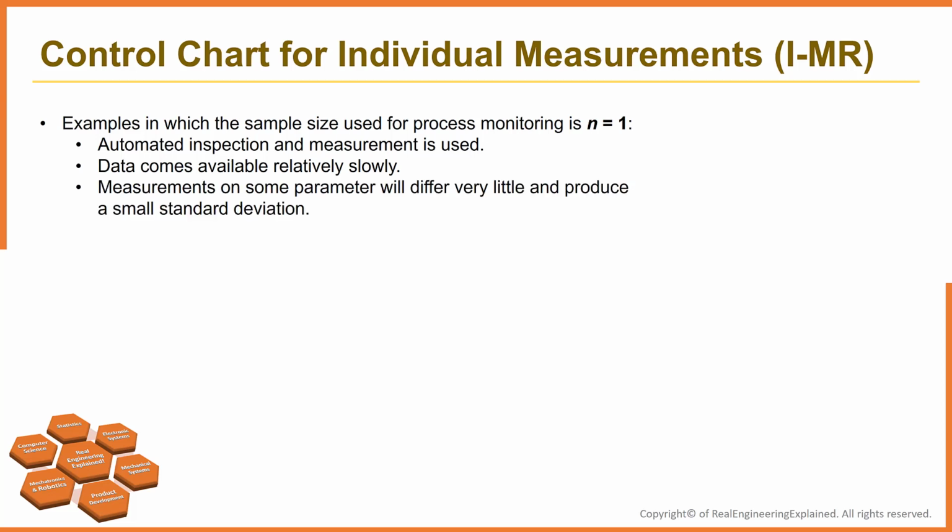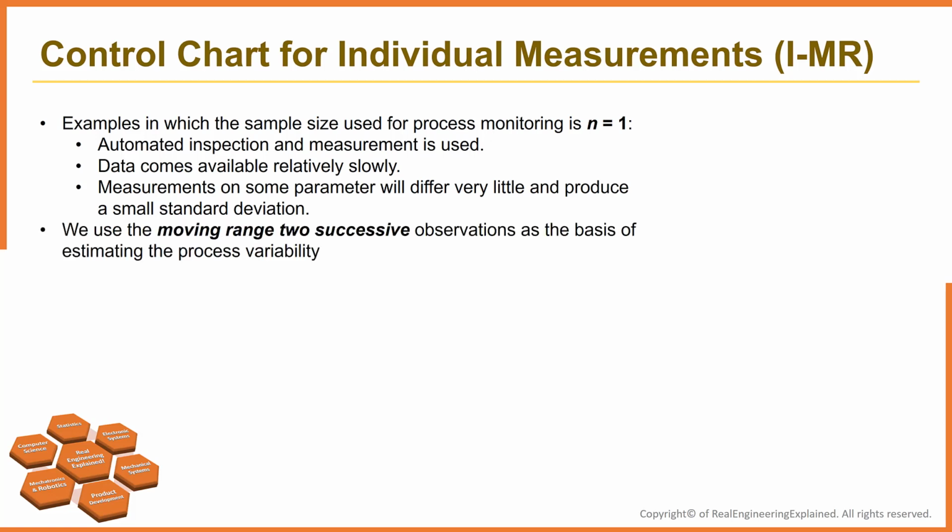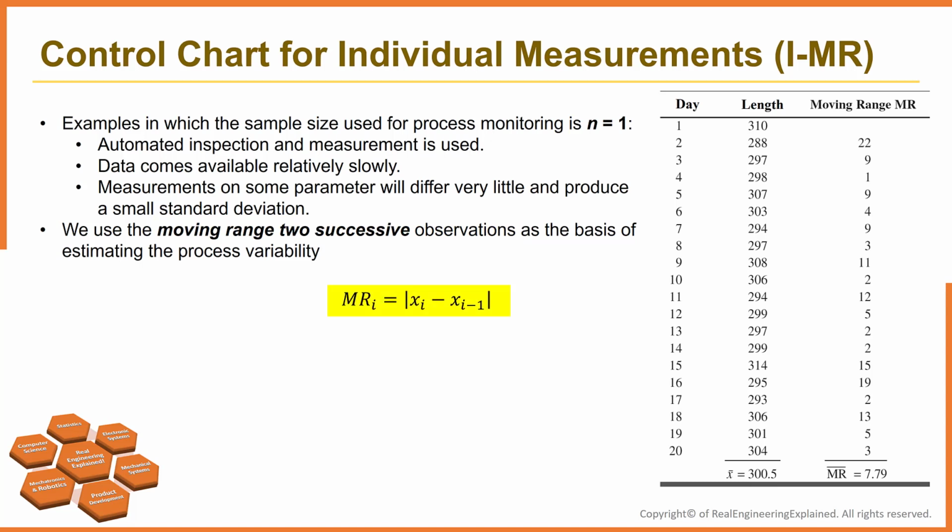The third example is that measurements on some parameter will differ very little and produce a small standard deviation. In such situations, the control chart for individual units is useful. In many applications of individual control chart, we use the moving range of 2 successive observations as the basis of estimating the process variability. The moving range is defined by this equation.